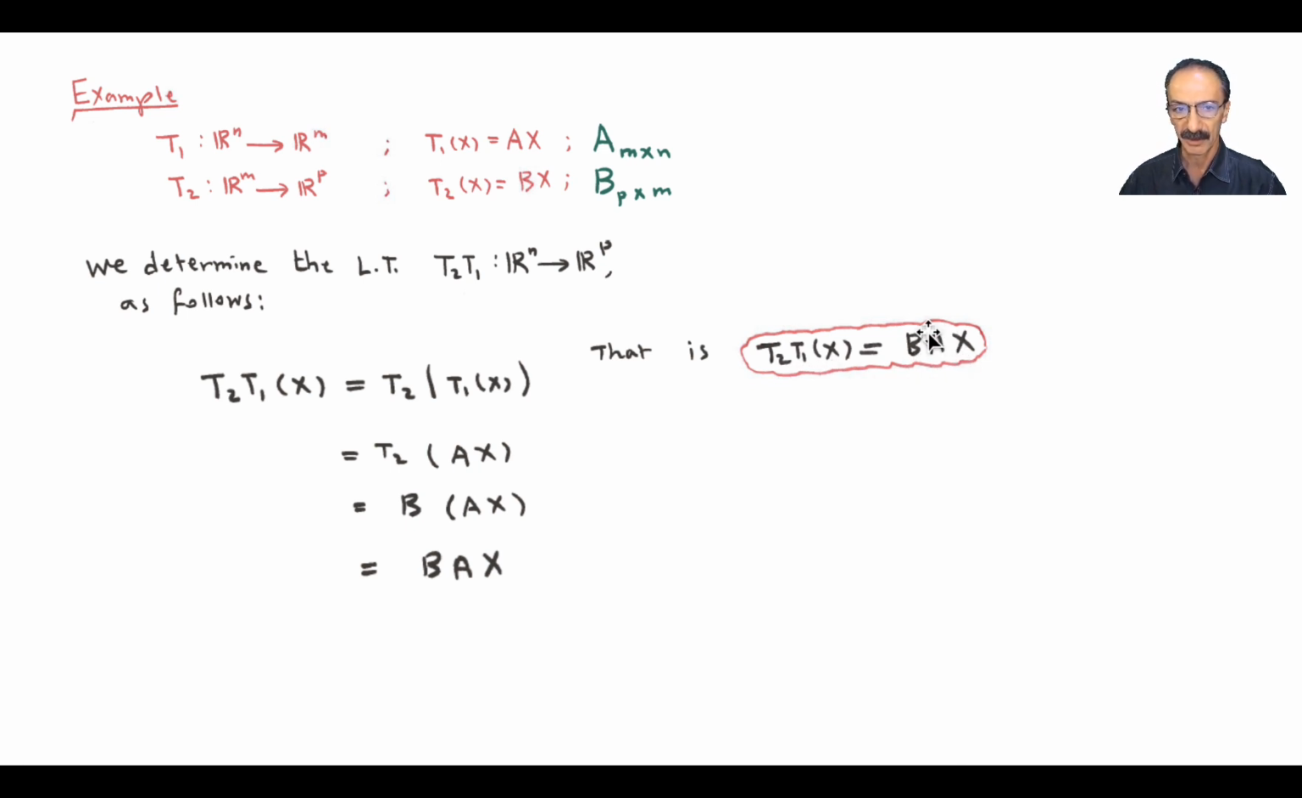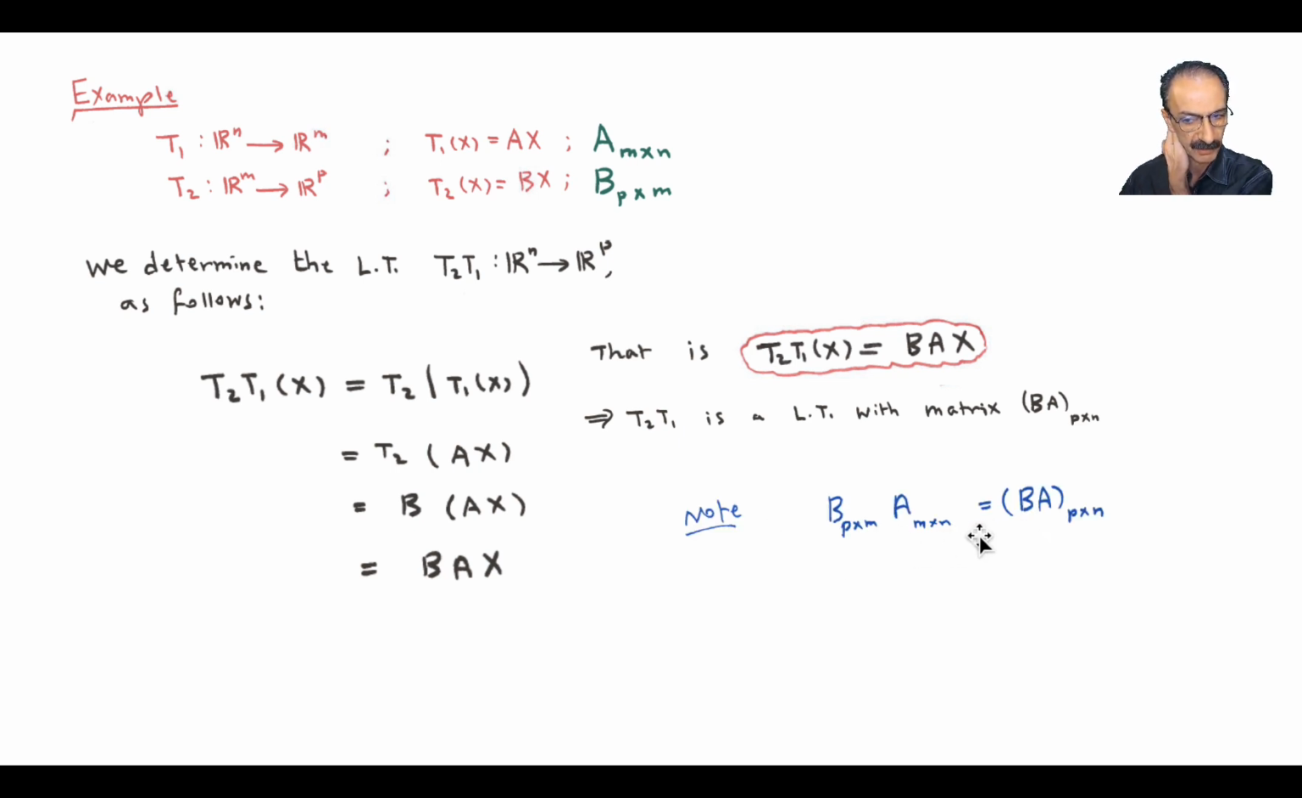B times A is a matrix of a new size, which is p times n. Because you're going from R^n to R^p, so it's p times n. This is what I just mentioned. If you see it as a product B times A, the m matches, and the new size will be p times n.